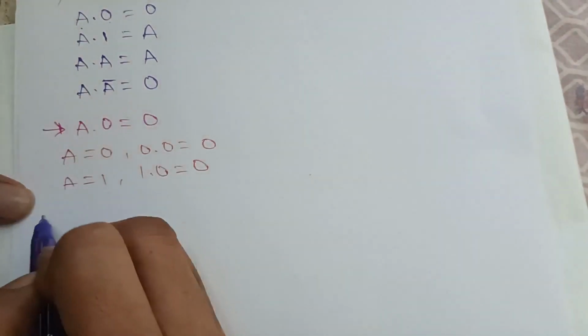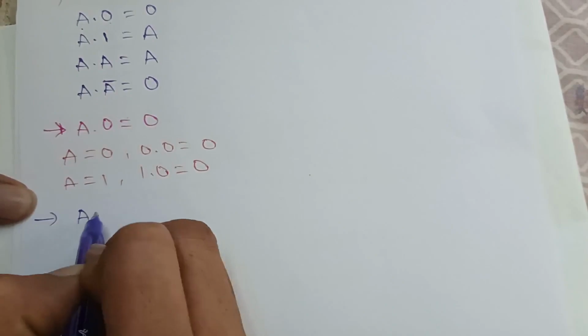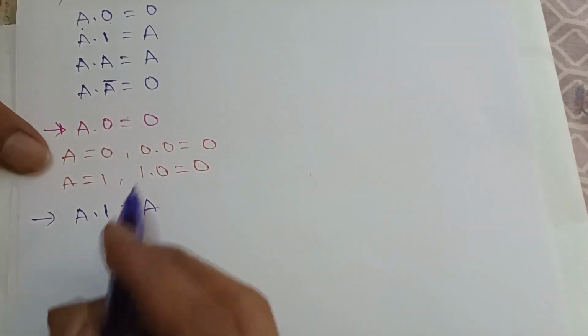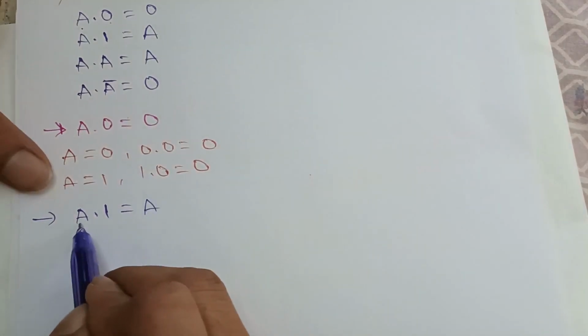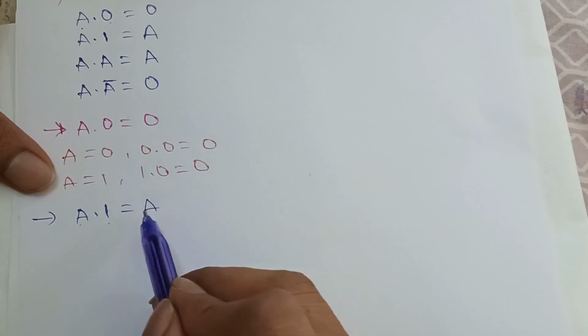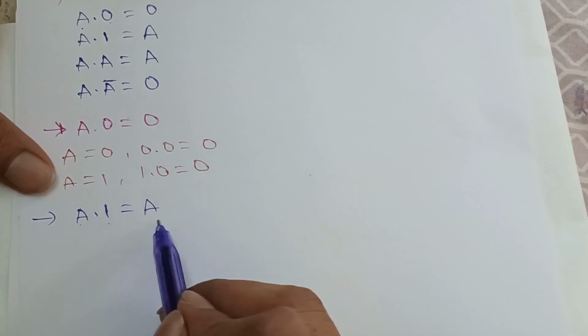Next comes the property a dot 1 equals a. So we'll see what actually this property is. Once we take the dot operation of any variable with 1, the ultimate answer we are going to get is the same variable.